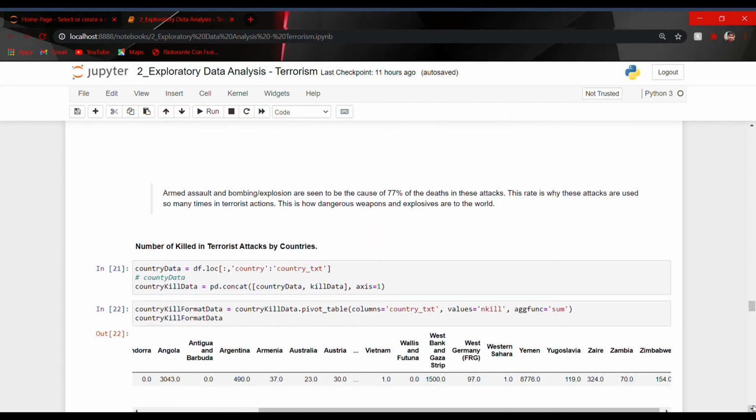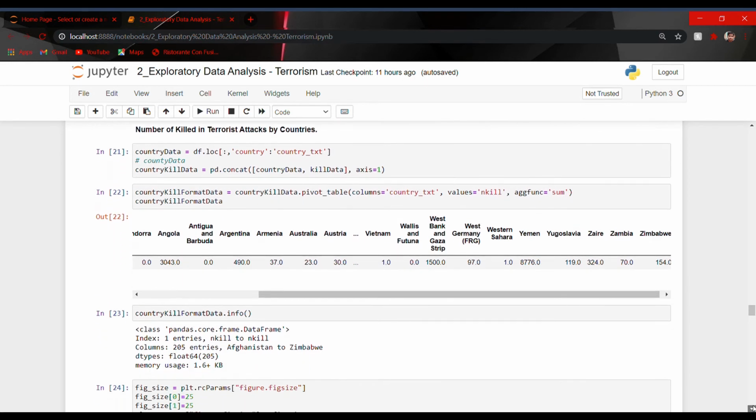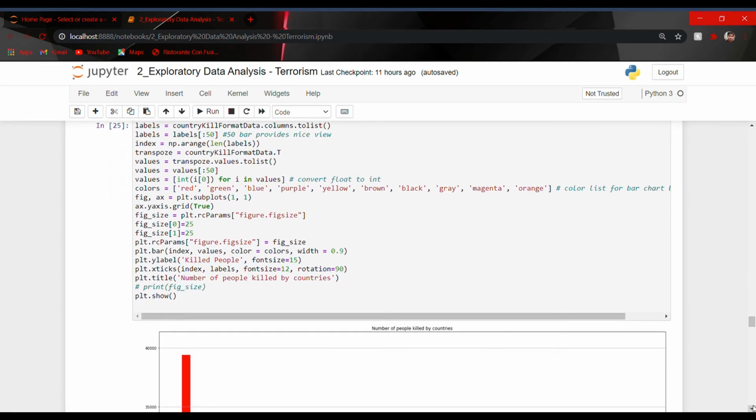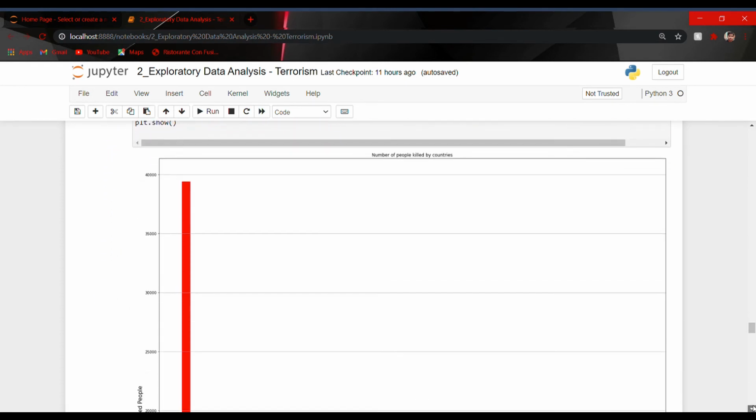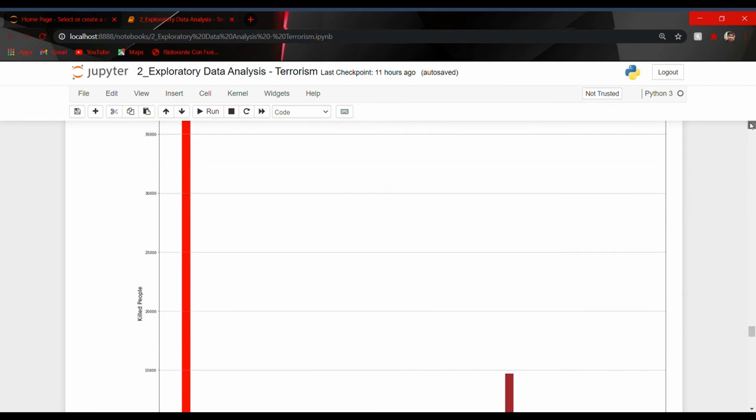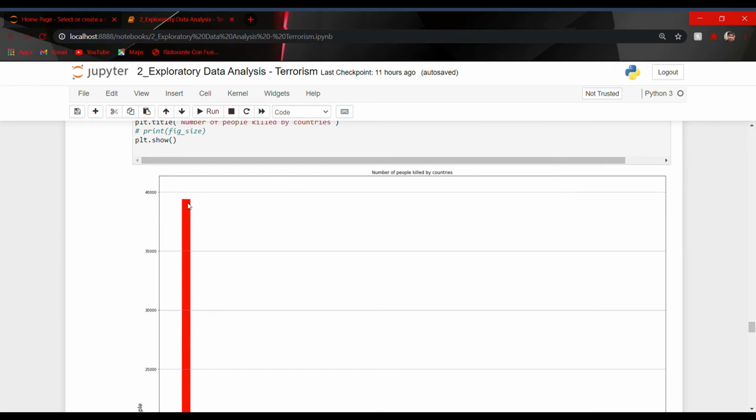Now, the number of people killed by terrorist attacks country-wise. As we have a lot of countries, I have categorized the graph into three parts, that means three graphs. Here you can see in the first category we have Afghanistan as the highest. That means it's around 40,000. In Afghanistan in recent years more than 40,000 people have been killed due to terrorist attacks.